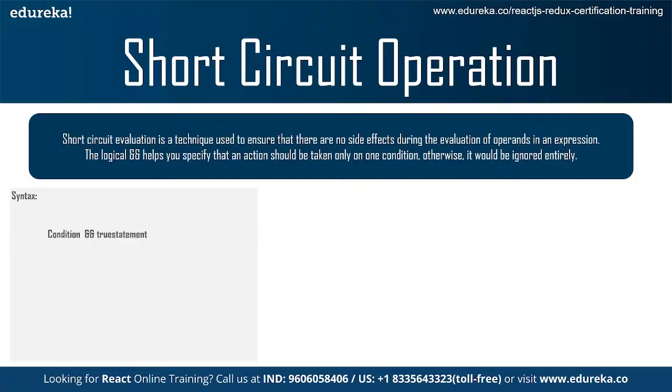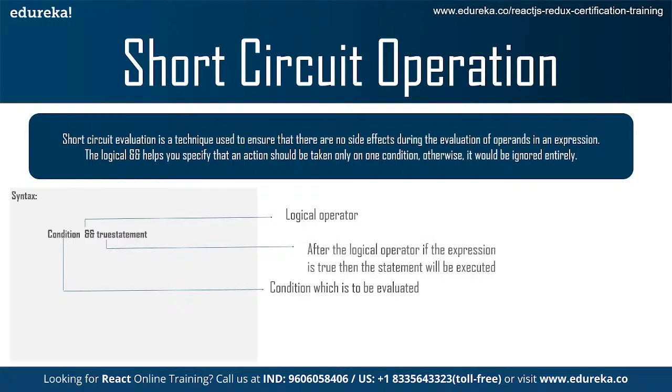Now, here the expression is first evaluated from the left hand side of the operand. Okay? And if it is true, then it is evaluated. See, the condition is to be evaluated, and this is the logical operator, and this is the expression. If the condition is true, then this expression will be evaluated. If the condition is false, you will not get any kind of output here. So this is the beauty of the short circuit operator. Then we'll see it in a practical way.